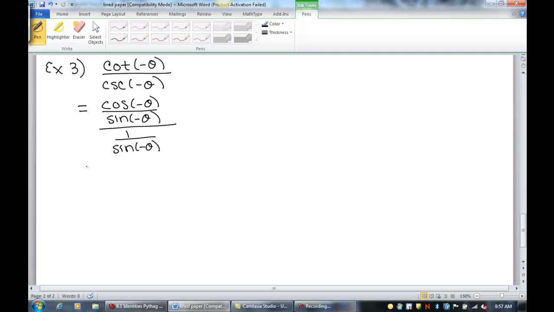Okay, so now what I'm left with is that complex fraction. How we deal with a complex fraction is to multiply by the reciprocal of that denominator. So we're going to go ahead and rewrite that as multiplication. And then what you can notice here is, again, I've got this simplification of sine of negative theta over sine of negative theta, which is going to reduce to be 1. And what I'm left with is cosine of negative theta.